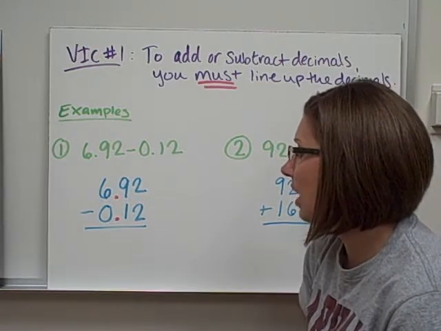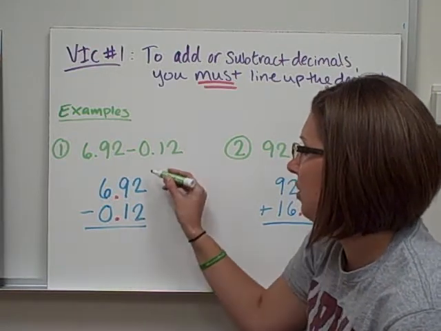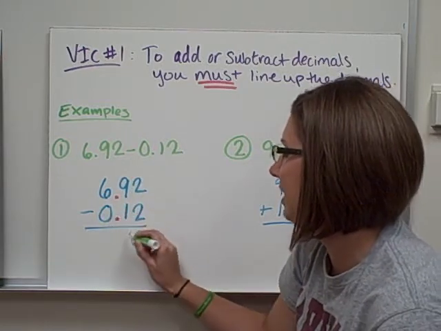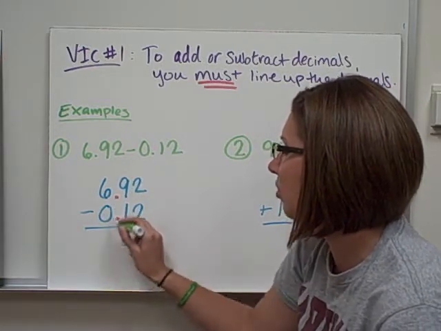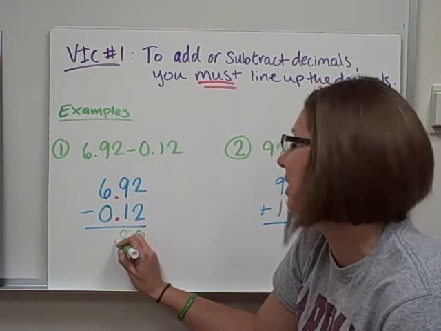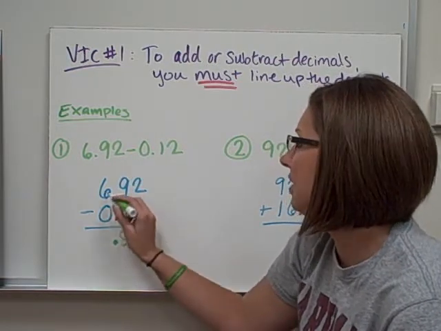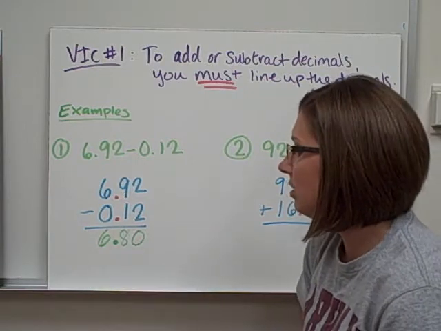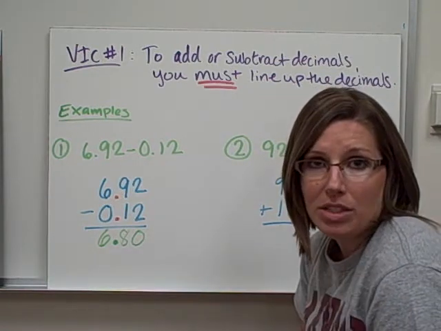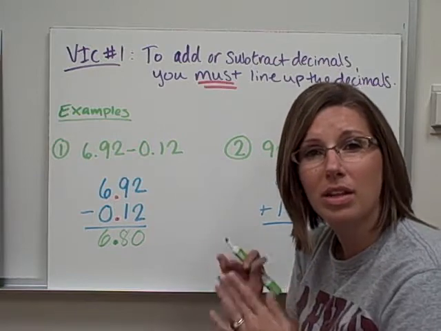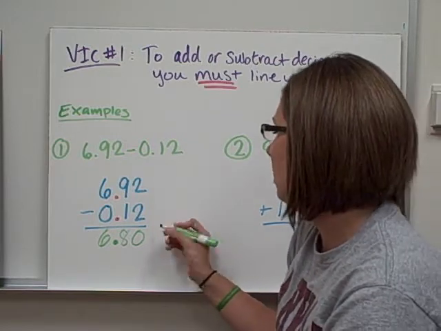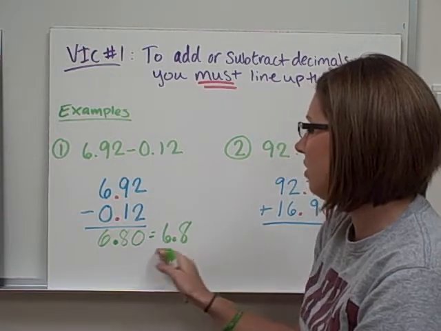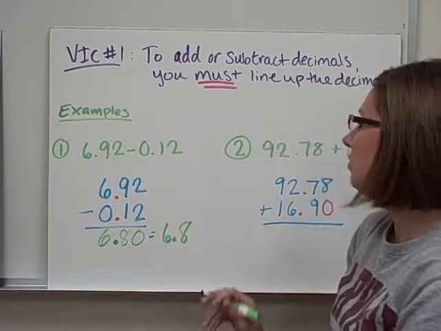6.92 take away 0.12. 2 take away 2 is 0. 9 take away 1 is 8. This is important. I have to bring down my decimal. And then 6 minus 0 is 6. So 6.80 is my answer. If I wanted to simplify that a little more, I could write 6.8. Those are actually equivalent.